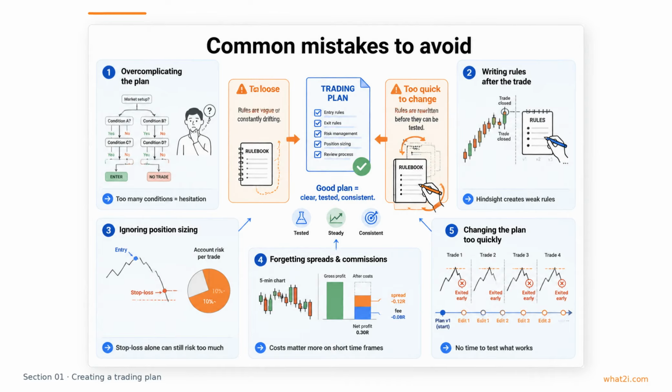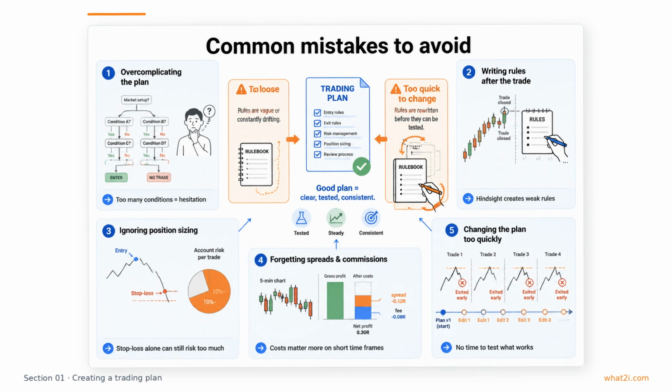Many trading plans fail not because the trader has no idea, but because the rules are either too loose or too unstable. One common mistake is overcomplicating the plan with so many conditions that execution becomes slow and hesitant. Another is writing or adjusting rules after the trade, which turns hindsight into fake discipline. Ignoring position sizing is also dangerous, because a reasonable stop loss can still produce excessive account risk if the trade is too large. Costs matter too, especially on shorter time frames, so spreads and commissions should never be forgotten. And finally, changing the plan too quickly prevents you from learning whether the original rules were actually sound.